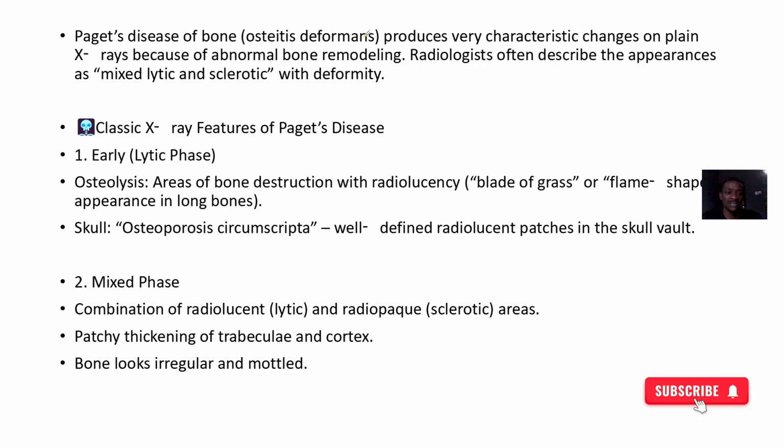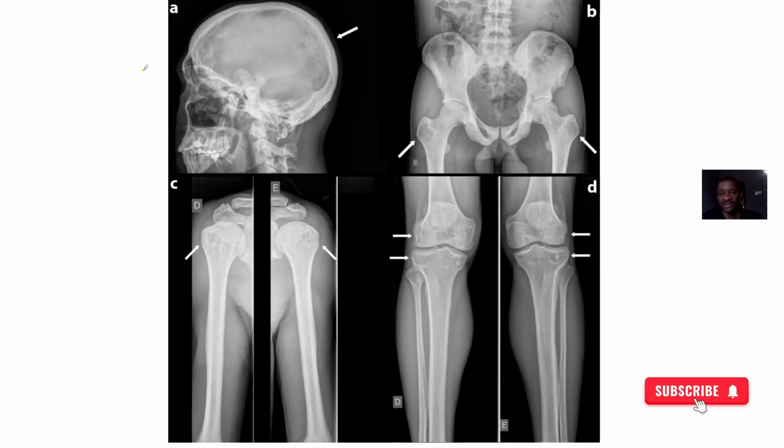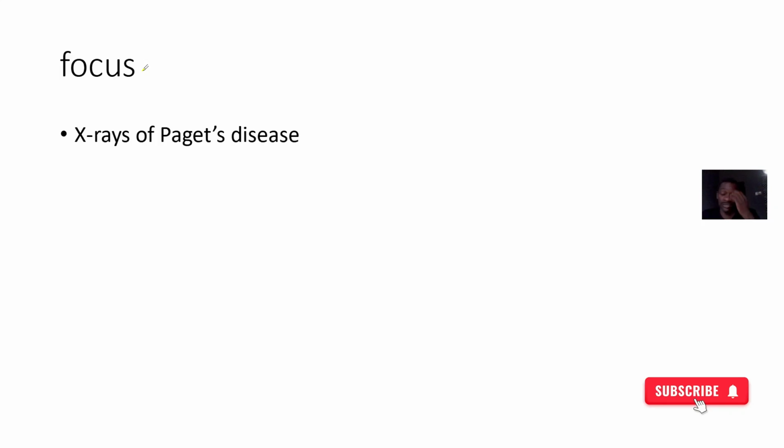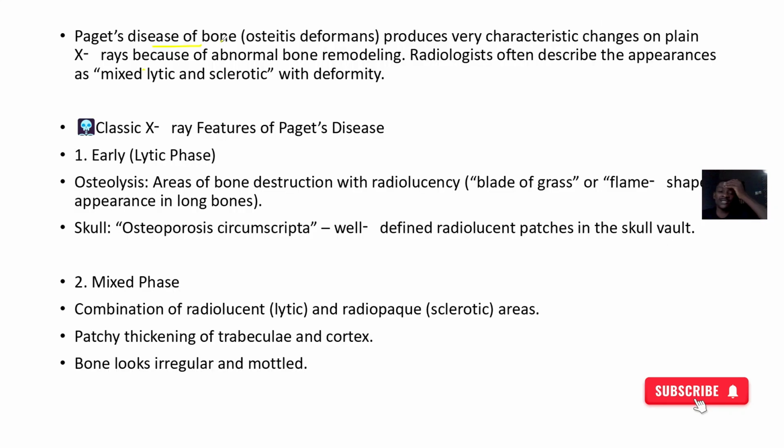So Paget's disease, that's basically what? Of the bone. I think we have the one of the breast, right? Okay, so this could be of the bone, okay? So you should know that it's also still called what? Osteitis deformans. So it produces very characteristic changes on the plain x-rays of a normal bone, showing you some abnormal bone remodeling. Okay, so what are the x-ray features?